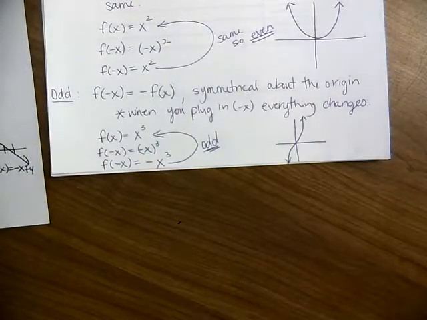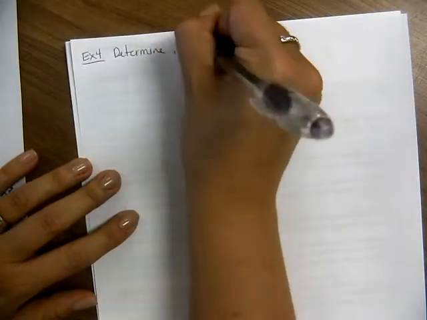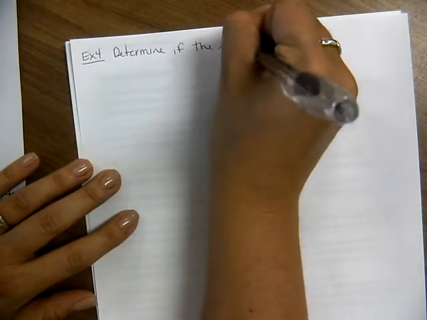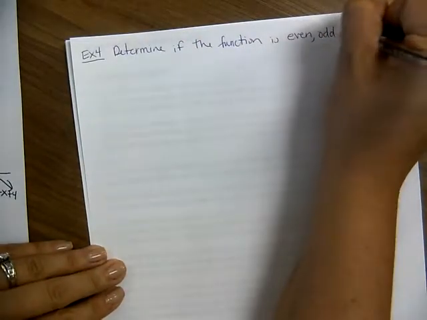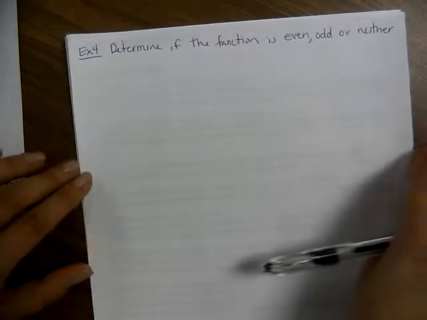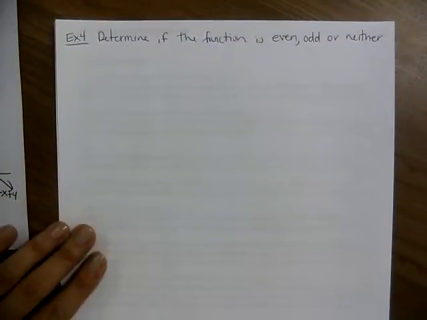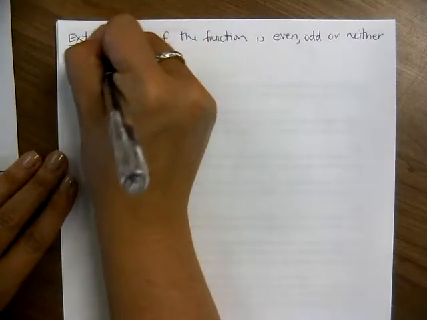So we're going to now try this idea. We're going to determine if these are even or odd functions. So example 4. Determine if the function is even, odd, or neither. Now keep in mind, not every graph is symmetrical about the y-axis or the origin. So there's going to be cases where there's neither, right? Neither is an option. And then I want you to explain.